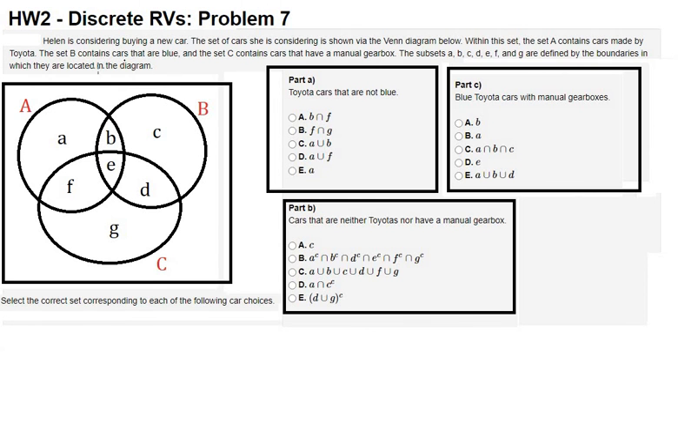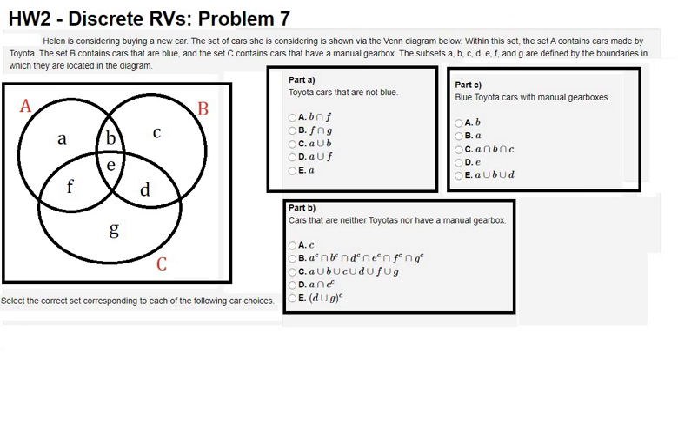Problem number 7. Helen is considering buying a new car. The set of cars she is considering is shown via the Venn diagram below. Within this set, the set A contains cars made by Toyota, the set B contains cars that are blue, and the set C contains cars that have a manual gearbox. The subsets A, B, C, D, E, F, and G are defined by the boundaries in which they are located in the diagram. According to this Venn diagram, we're going to find Toyota cars that are not blue.